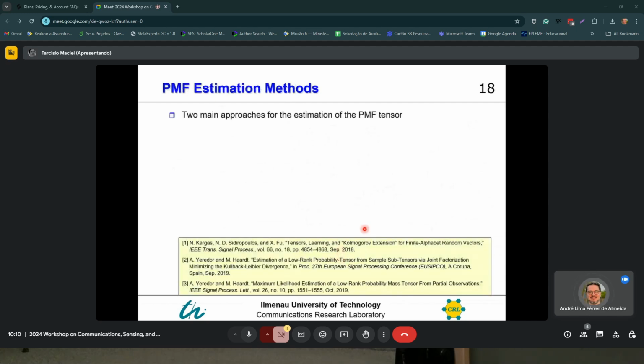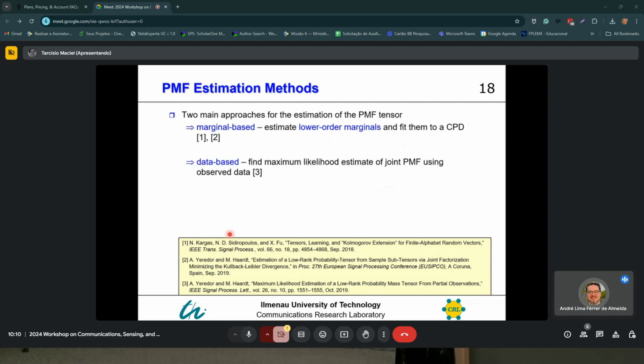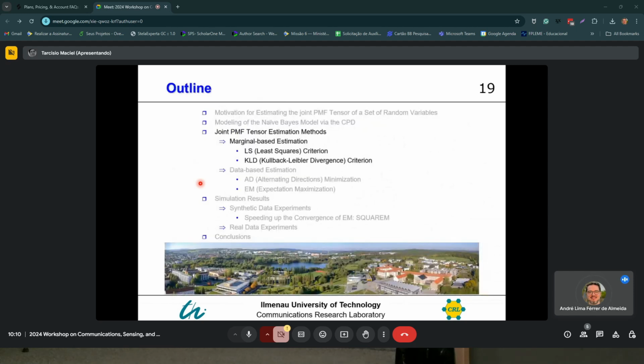Okay, there are two main approaches for the estimation of the PMF tensor. The first one is marginal based, where we first estimate lower order marginals and then fit them to the CPD. And this was actually done in references 1 and 2. And then in reference 3, we've introduced a data-based approach where we directly find the maximum likelihood estimate of the joint PMF using only the observed data without estimating marginals first. So we want to look at both approaches here.